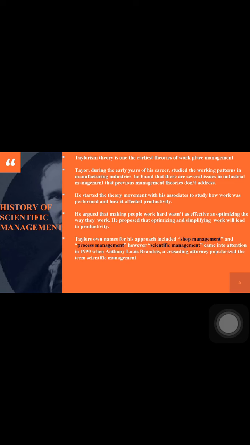He argued that making people work hard wasn't as effective as optimizing the way they work. He proposed that optimizing and simplifying work will lead to productivity. Taylor's words for this theory included shop management and process management. However, scientific management, which is what we all know, came into attention in 1910 when Louis Brandeis popularized the term scientific management.